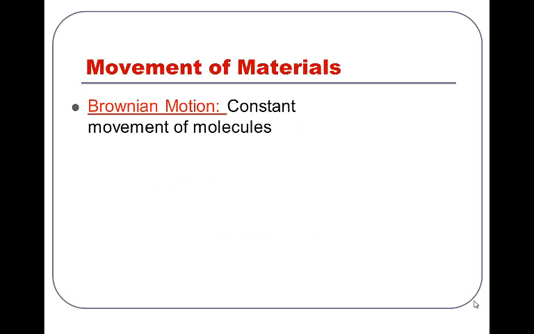There are several reasons why materials are going to move in and out of a cell. So we're going to start with the simplest idea. Molecules are always in motion. This is called Brownian motion. You probably have known this idea. It comes up in earlier science classes that molecules don't stand still.